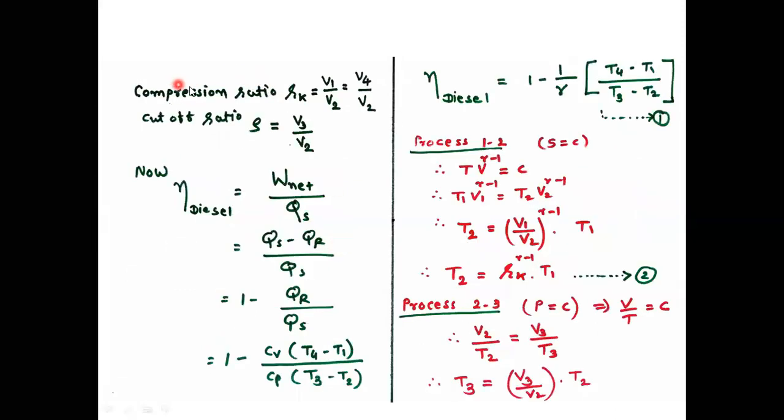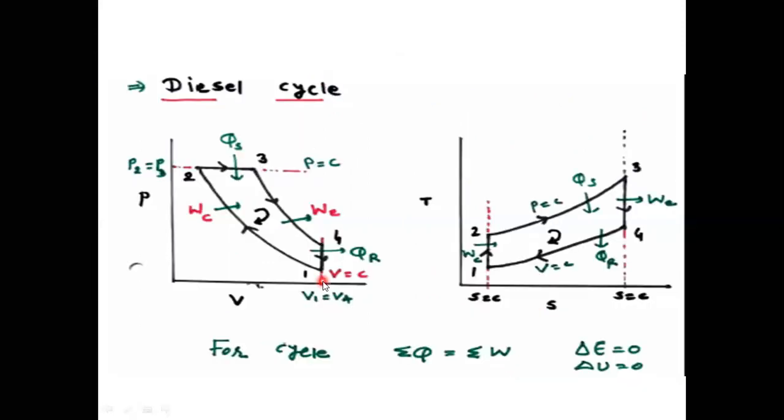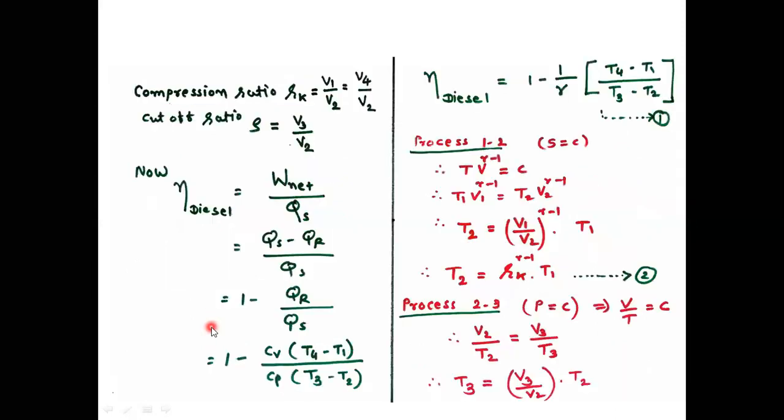Let us define the compression ratio RK. It's V1 divided by V2 or V4 divided by V2. What is V1 divided by V2? So this is V1 and this is V2. V1 is the volume before the compression process, V2 is the volume after the compression process, and the ratio of V1 divided by V2 is called the compression ratio. V1 is equal to V4, so I can write V4 divided by V2 is RK. Here you can see RK is equal to V1 divided by V2 is equal to V4 divided by V2. Why? Because 4 to 1 is an isochoric process, that is why V4 is equal to V1.